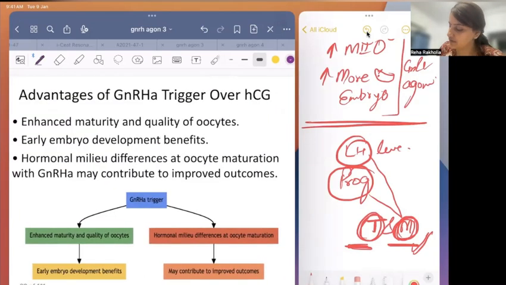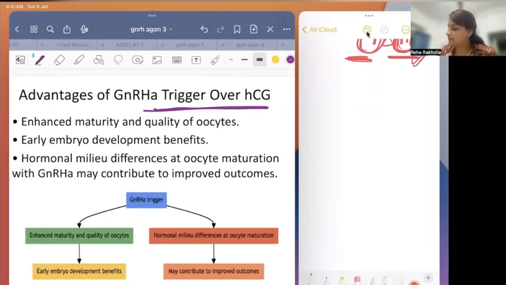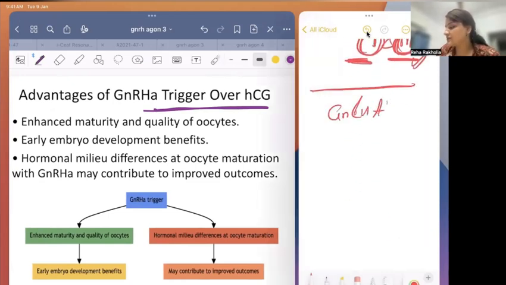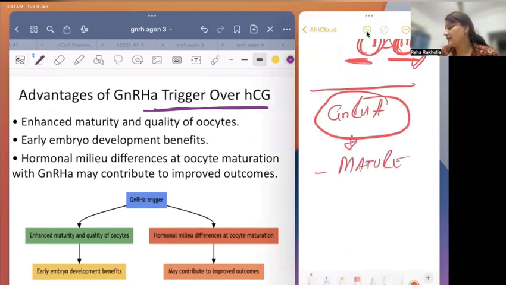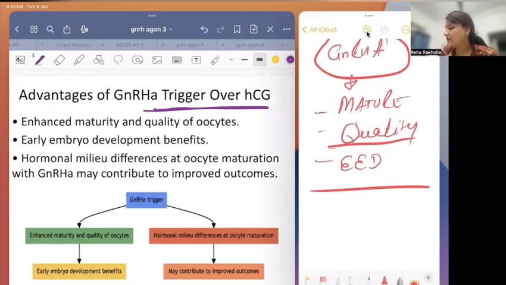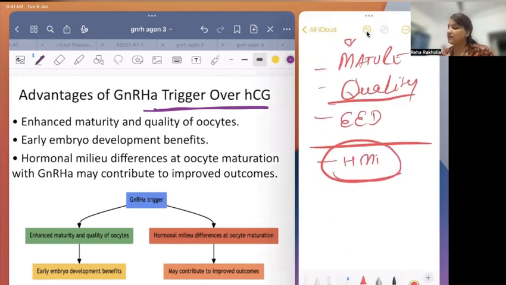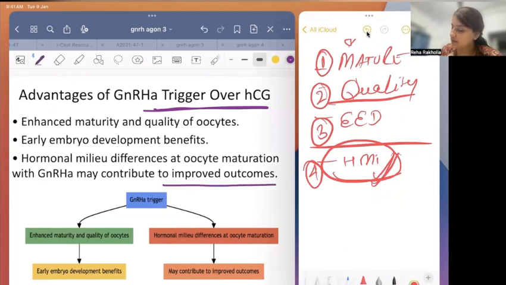Advantages of GnRH agonist trigger over HCG. GnRH agonist will give more mature oocytes, according to many studies, good quality, and early embryo development, and there will be a different hormonal milieu, which can increase the outcome of IVF. Mature oocyte quality is good, early embryo development is good, and the hormonal milieu will be different, contributing to the improved outcome.